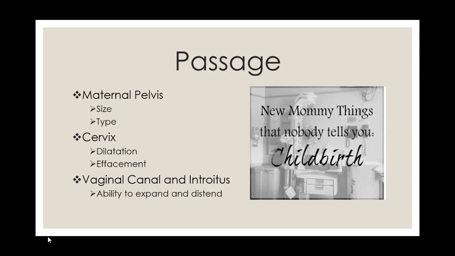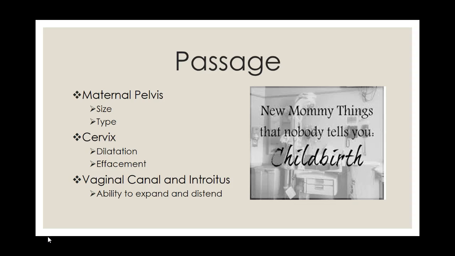We're going to start talking about passage first. And here are the things included in the passage. We have the maternal pelvis, and we're worried about the size of that pelvis and the type of pelvis it is. Our pelvis has 3 parts. We have the inlet, the mid-pelvis, and the outlet. It would probably help you very much if you researched a picture of a pelvis and figured out where the inlet, the mid-pelvis, and the outlet are. It will just help you visualize pretty much everything that we talk about in this particular section of NUR 113.